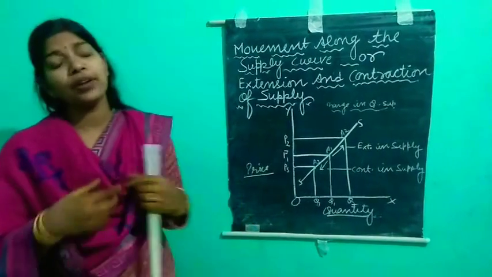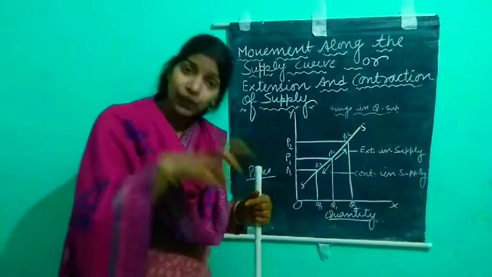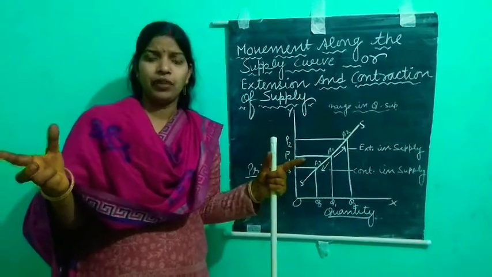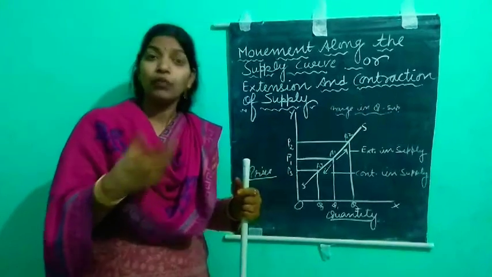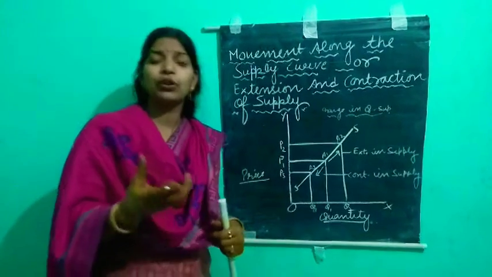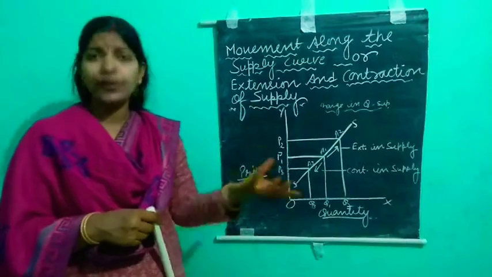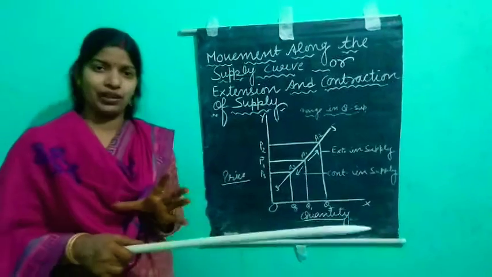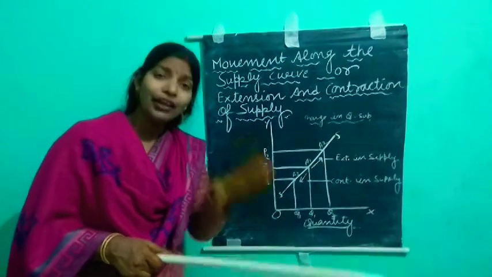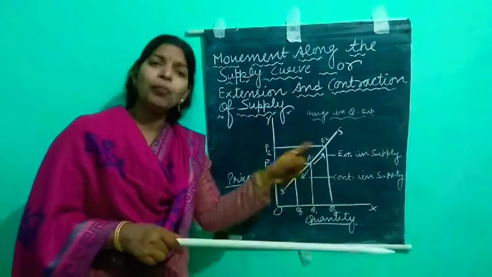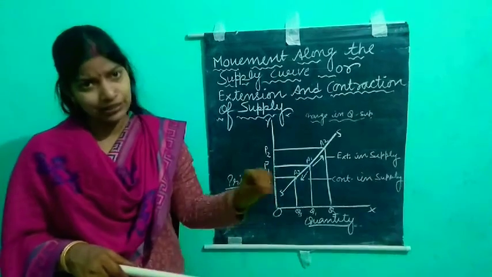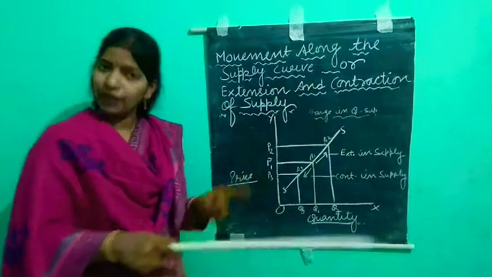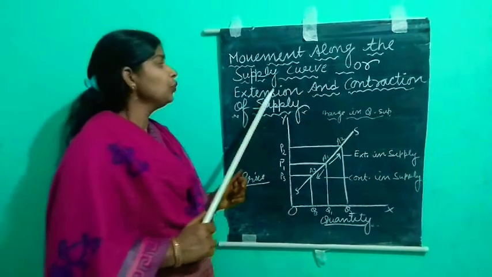As all of you know, there are so many factors which affect supply, not only price but many other factors, such as goals of the producer, government policy, means of transportation. I have already explained them. But at this time, in the movement, we have to take only price. Changes in quantity supplied due to price, other things remaining the same, is known as change in quantity supplied. Right? Now, we shall do the movement.